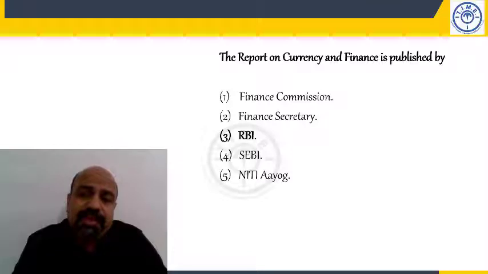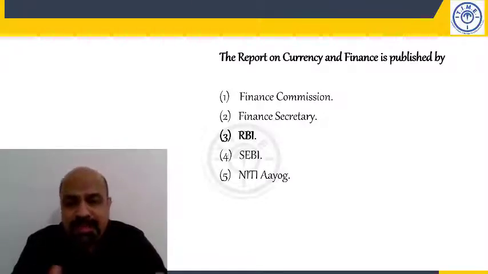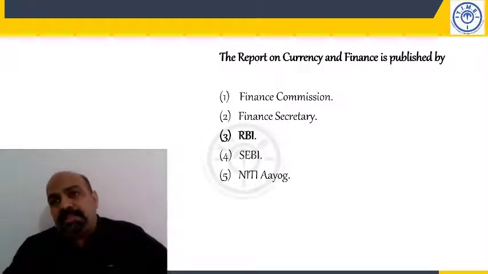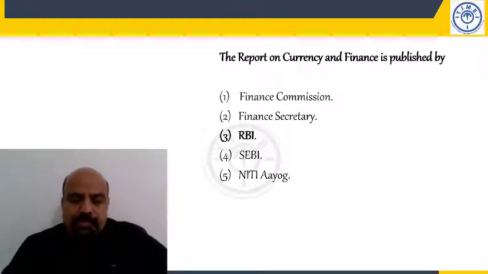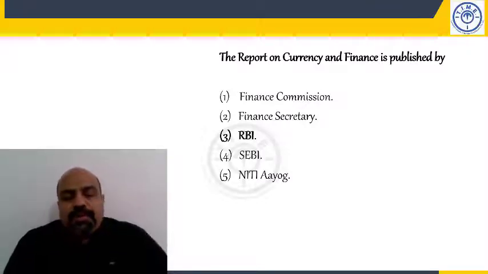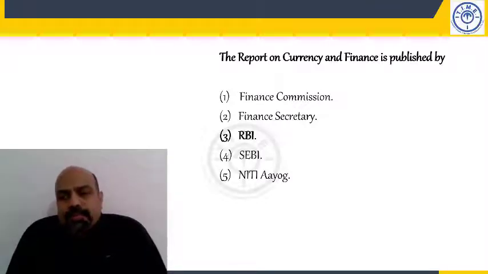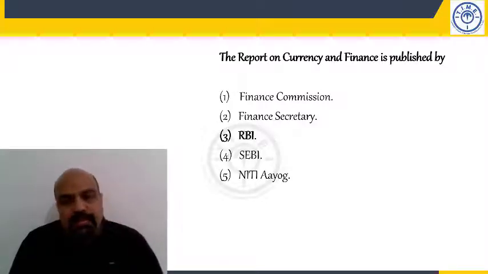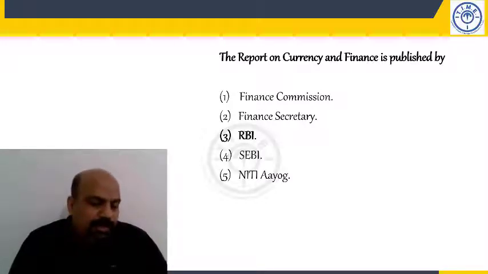You want to know something about the Finance Commission? The rest we don't have to discuss, but I can give you some notes on the Finance Commission. Just write 2-3 points. Look here. Finance Commission. Underline that. Set up by the President of India. Once every 5 years.